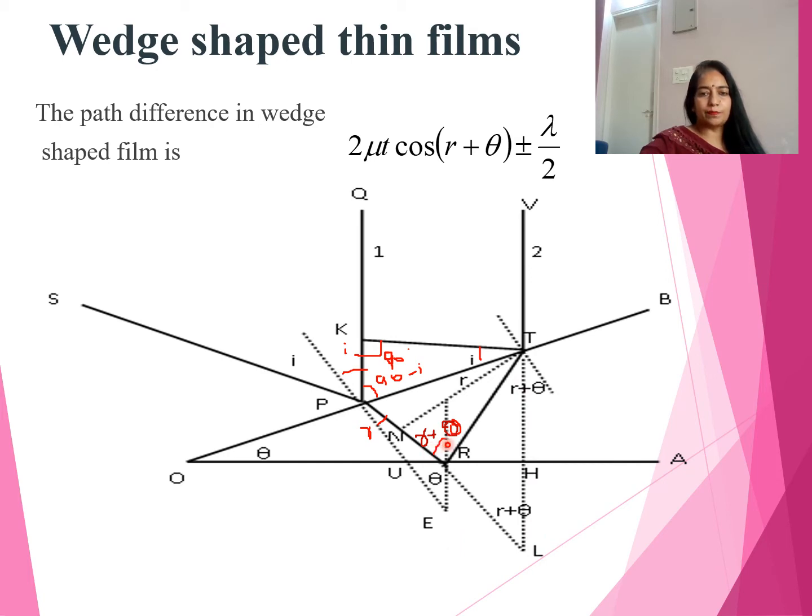If this R is R plus theta, then this also is R plus theta. If this is R plus theta, then this angle, that is RTH, is also R plus theta, because these are alternate angles. These two lines are parallel to each other. Similarly, this angle is R, because this angle is 90, this angle is 90 minus R, then this angle is R. All angles are clear, so there is no problem to calculate the values of R, PR, RT and PK.